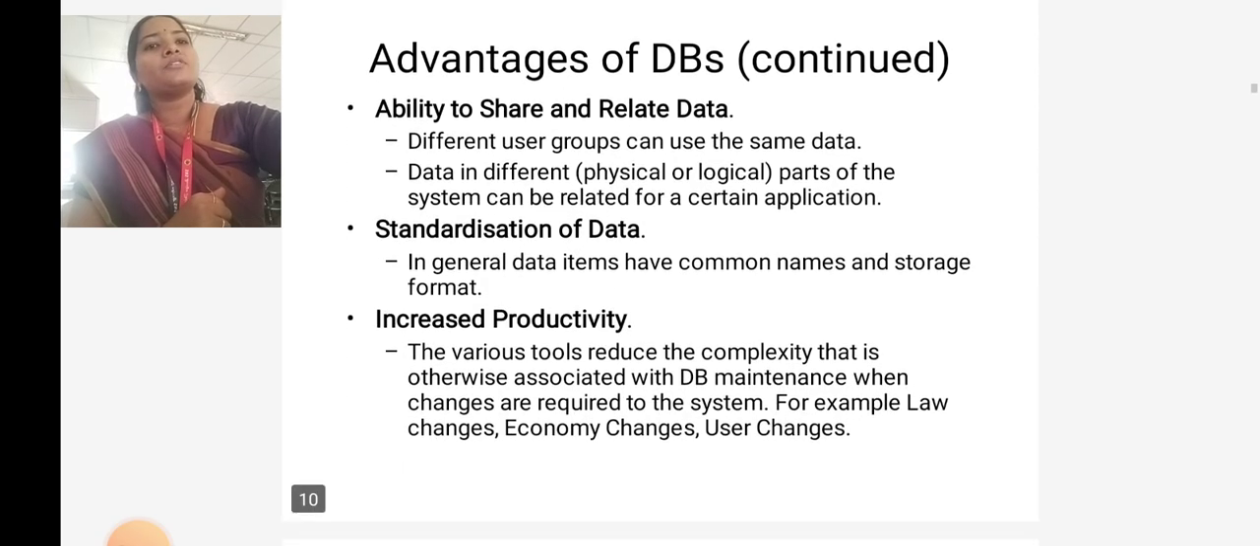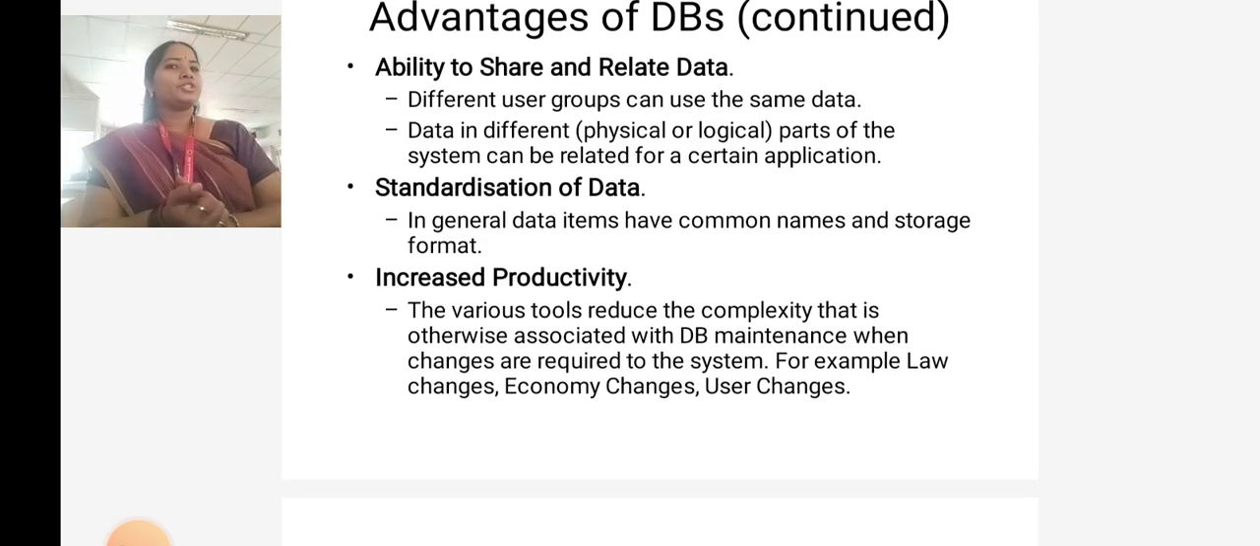So another advantage of databases is the ability to share and relate the data. We can relate each and every data item that is in the same group of values. So different user groups can use the same data. Data in different parts of the system can also be related for a certain application. If the user is going to access those data in a particular form, he will access the data only if he is a valid user, and can access and relate the data within the database.